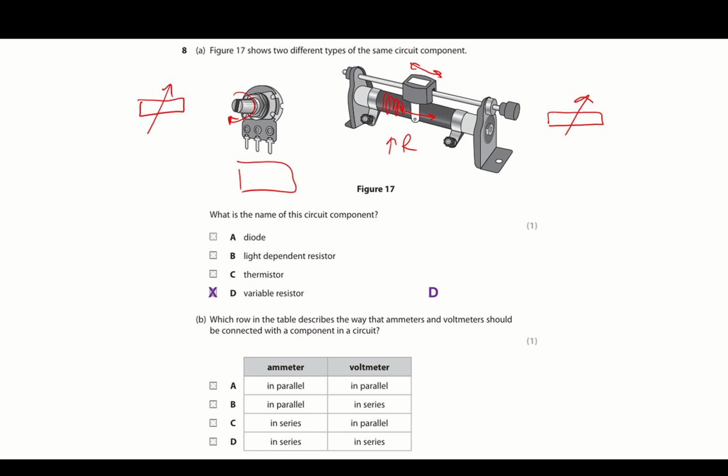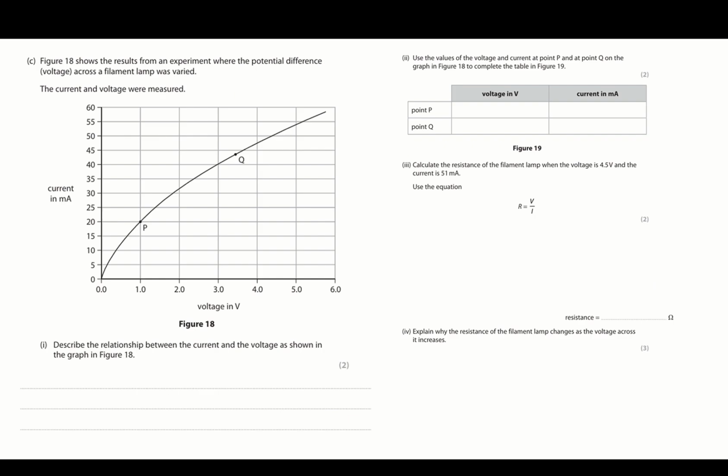Which row in the table describes the way that ammeters and voltmeters work? So we know ammeters go into the circuit. So let's draw a little circuit there. And we know if that was a bulb, voltmeters go around. They're connected in parallel. So we're after an ammeter in series, a voltmeter in parallel, and that's C.